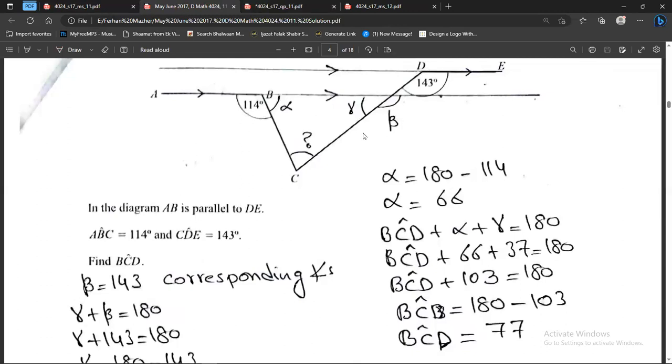Once you know the beta, you can find out the gamma. Beta plus gamma will be equal to 180 because the sum of the adjacent angles on a straight line is equal to 180. From here you can see this is a straight line. So 114 plus alpha will be equal to 180 because the sum of the adjacent angles on a straight line is equal to 180. So once you know the alpha and the gamma, you can find this BCD angle.